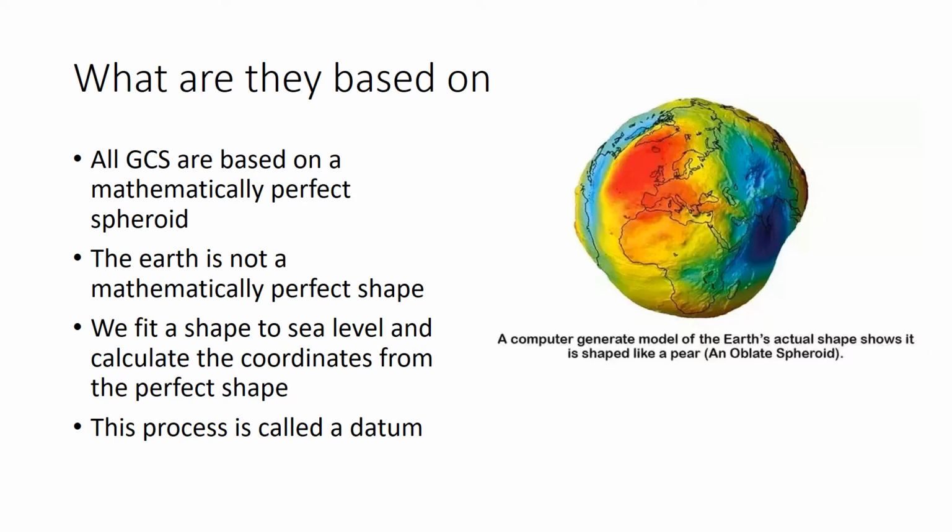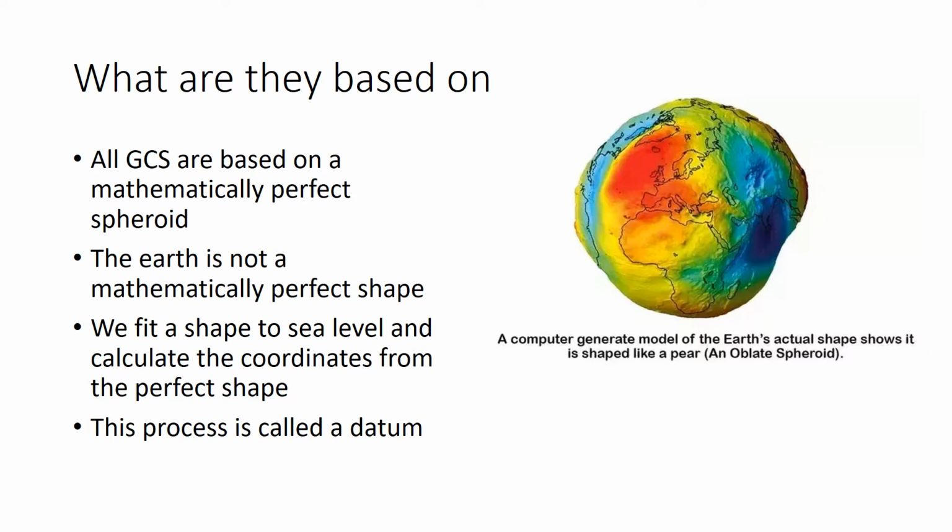A GCS has to be based off a perfect mathematical shape because it's an angular degree system, and it kind of only works in that fashion. And so we use something called a spheroid, which is a mathematically perfect but not round object. It's like a round object that you mash on the top and the bottom. Think of it like sitting on a beach ball. Well, not me sitting on a beach ball. One of you skinny student types sitting on a beach ball.